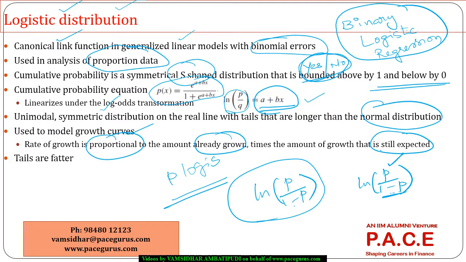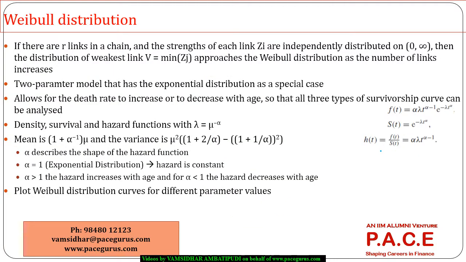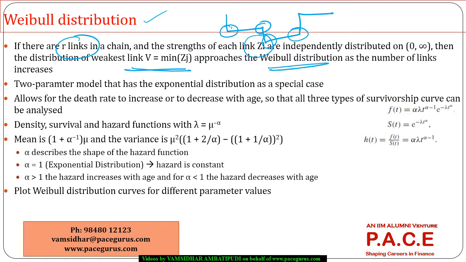And you could see that in the case of the logistic distribution, the tails are slightly fatter compared to those of a normal distribution. Then comes the next important distribution, which is the Weibull distribution, right? If I'm talking about links in a chain, and we are talking about the strength of each of the links, the strengths of each of the links are independently distributed. I want to look at the distribution of the weakest link. We say that the distribution of the weakest link will approach a Weibull distribution.